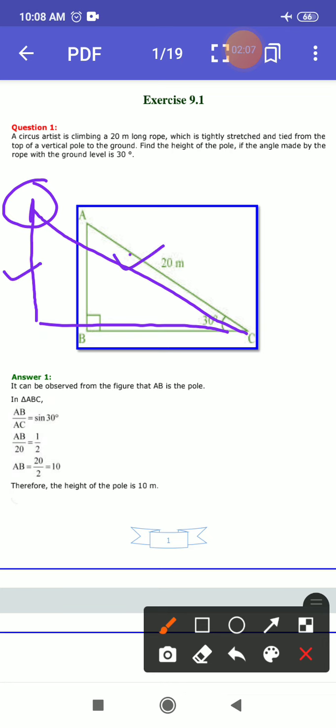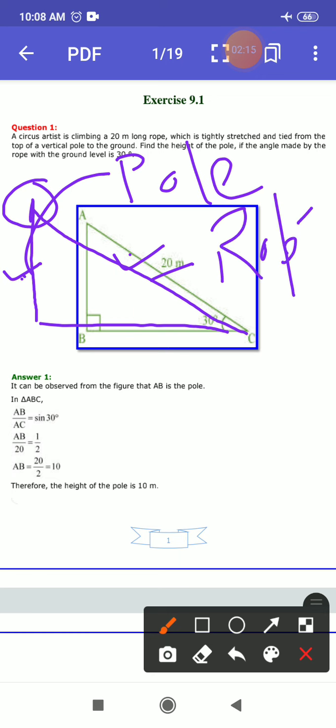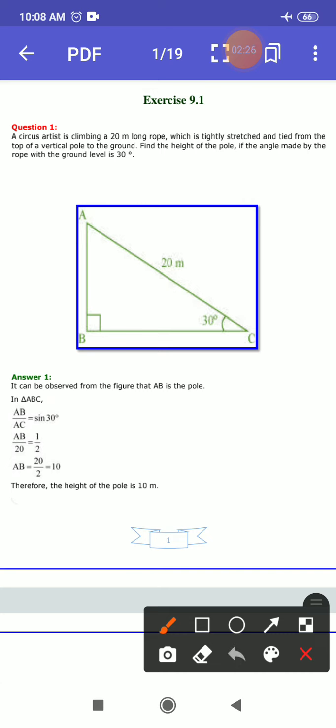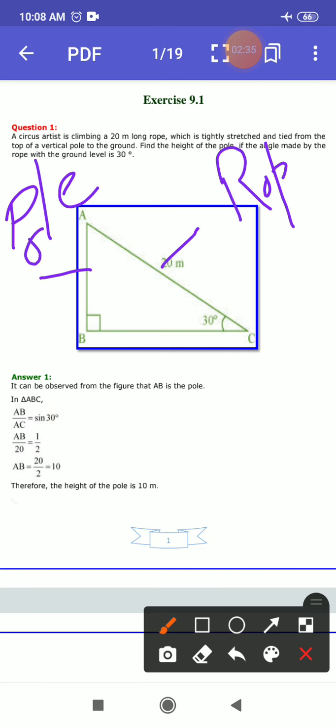I will repeat that this is your pole, and this is your rope. The rope is tightly bound with the earth. Here this is your rope, and this is your pole.